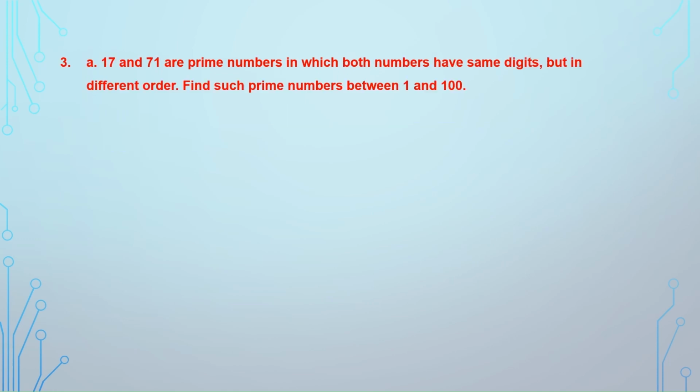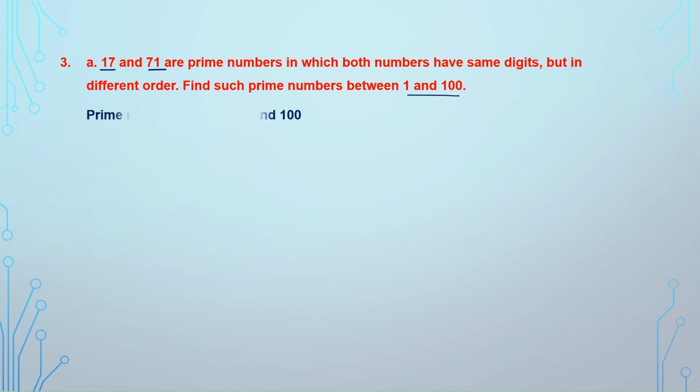Next question, look at this. 17 and 71 are prime numbers in which both have the same digits. Can you see? 17, 71. Both have 1 and 7. But the order is different here, isn't it? Now, we are asked to find such prime numbers between 1 and 100. So, there are two prime numbers like this. Are there more prime numbers? That is the question. And find such prime numbers between 1 and 100.